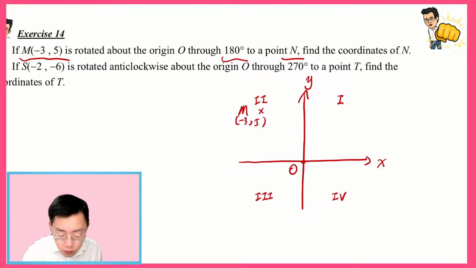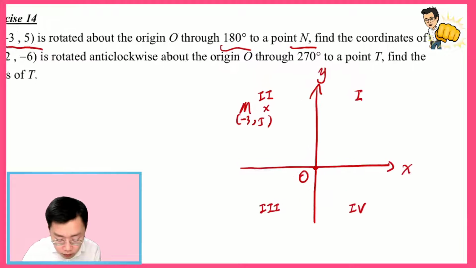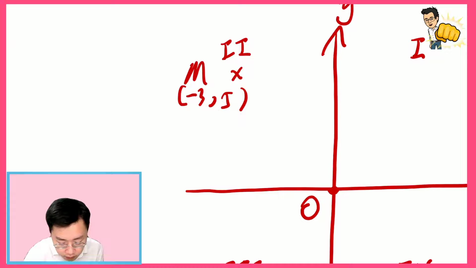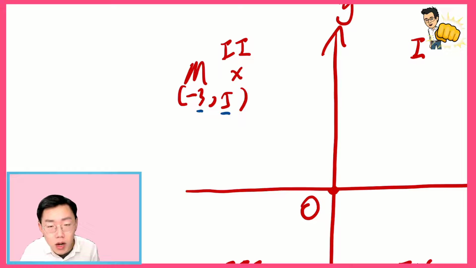For this type of question, if you want to move to the next quadrant, I want you to look at the coordinates of point M. You don't need to consider the size of the xy coordinates. That means you don't need to consider whether the x coordinate and y coordinate are positive or negative. You just see it is 3 and 5.